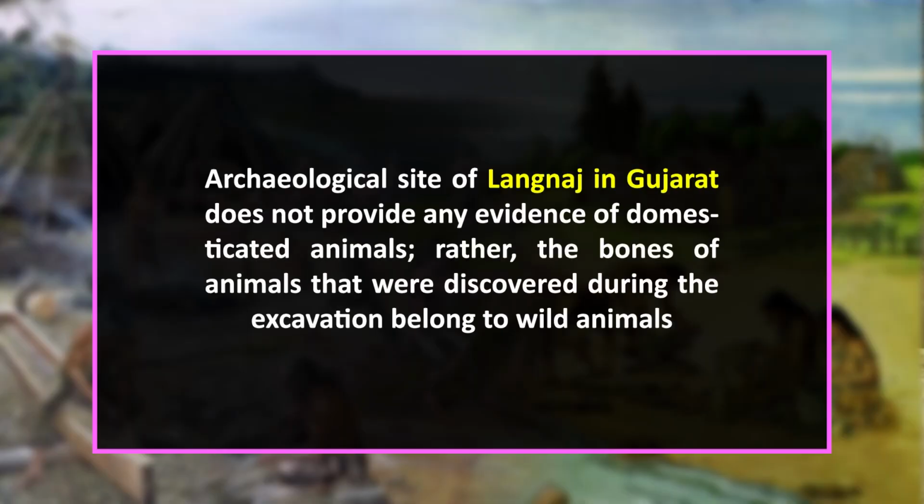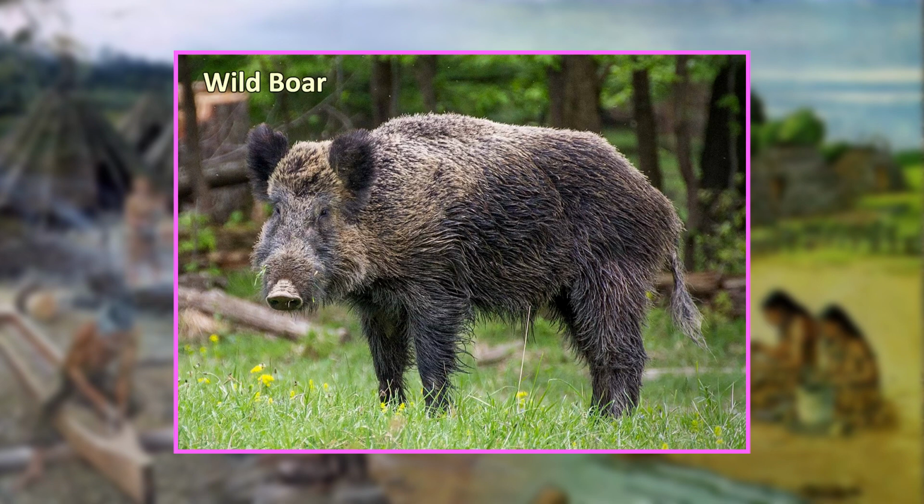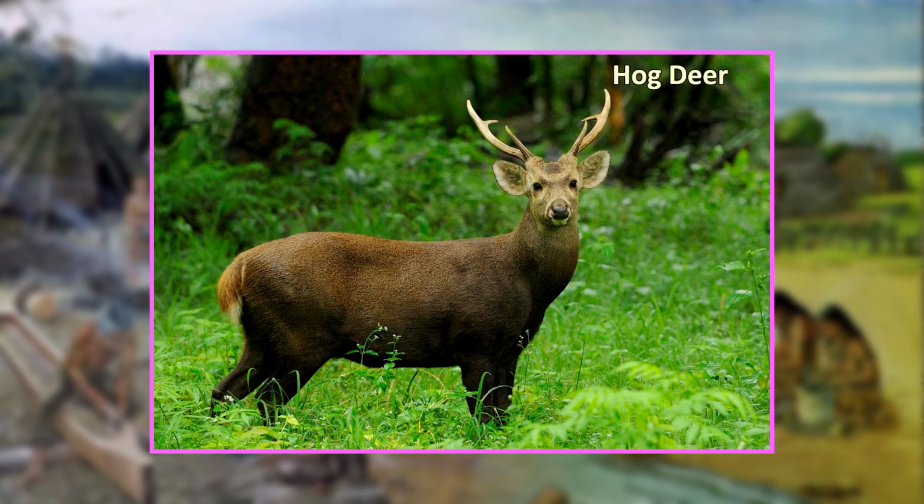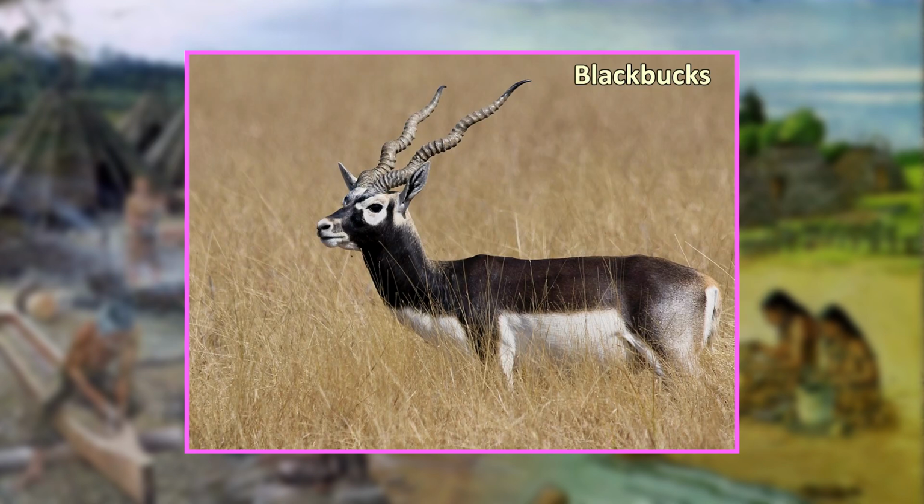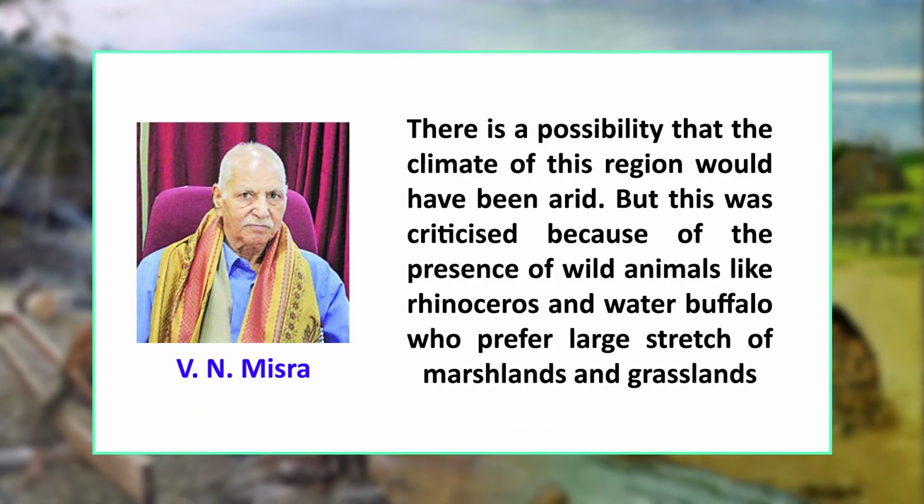The archaeological site of Langhnaj in Gujarat does not provide any evidence of domesticated animals. Rather, the bones of animals that were discovered during the excavation at this site belong to wild animals. The animals include canid, wild boar, rhinoceros, cheetal, hog deer, nilgai, black bucks and swamp deer. V. N. Mishra believes that there is a possibility that the climate of this region would have been arid. But this was criticized because of the presence of wild animals like rhinoceros and water buffalo, who prefer large stretches of marshlands and grasslands.